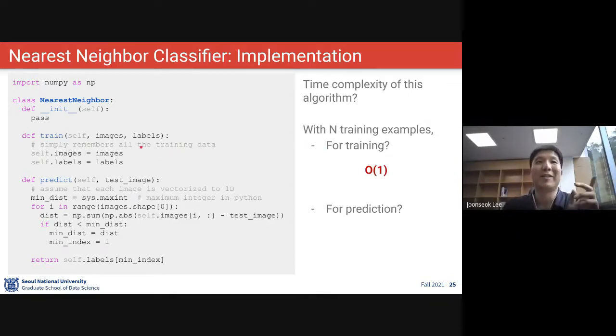Yeah, that's a good job. So we are given just a pointer to the images and labels, and we just store that in some variables. So regardless of the size of the images and labels, the time complexity is just order of one, because these are already loaded and stored in these variables. So we don't have to go over the images or labels. We just store their pointers. So it's just order of one, right?